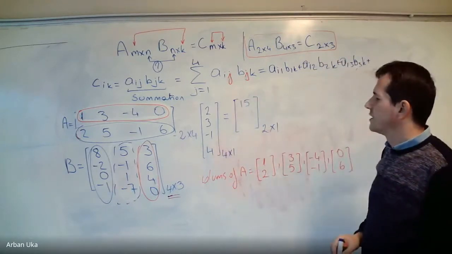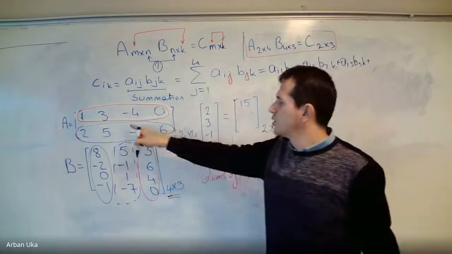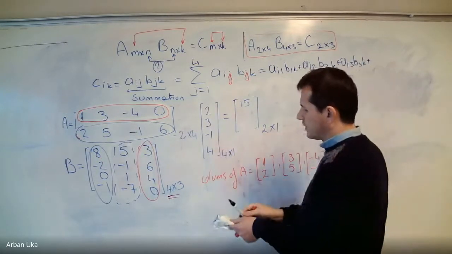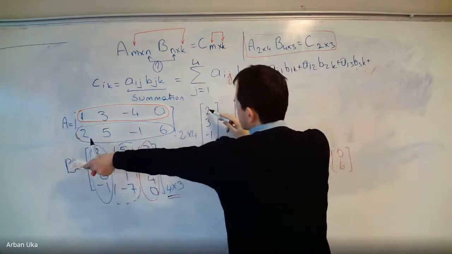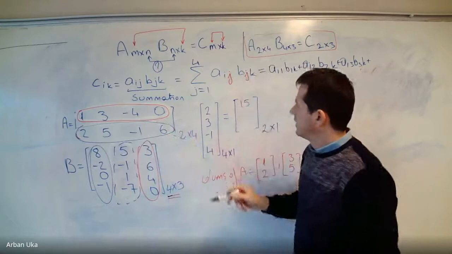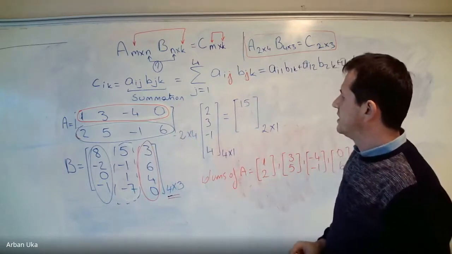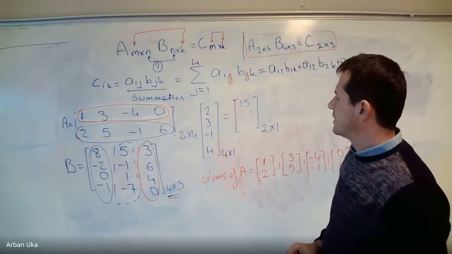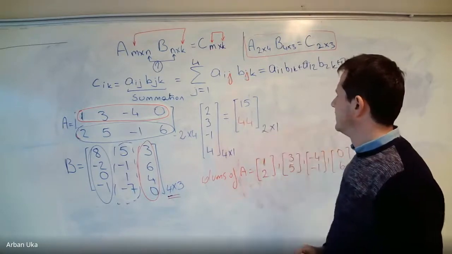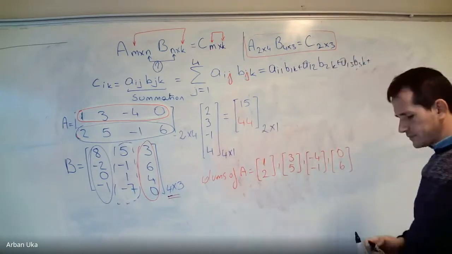The next element, we multiply this row in blue with this column. So we pair them one-to-one correspondence. This 2 with this 2, okay? So this 2 with this makes it 4. 4 plus 15 is 19, plus 1, 20, plus 24, 44. Okay, we got here 44.